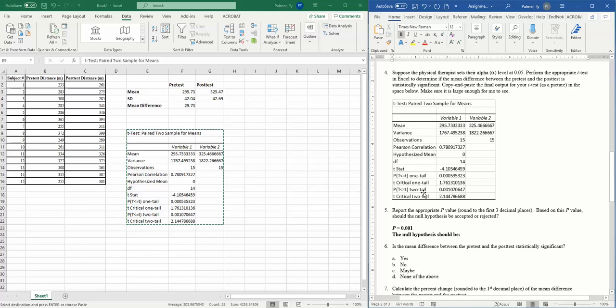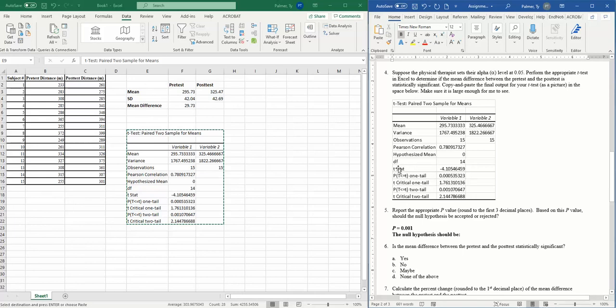Now, before we go on, I talked a little bit about this in the last assignment, these t-critical values for the one-tail and two-tail. Basically, these are the t-statistics that are required in order to observe a statistically significant mean difference. And again, that's all you need to know.